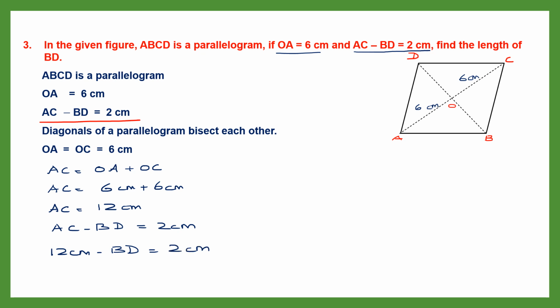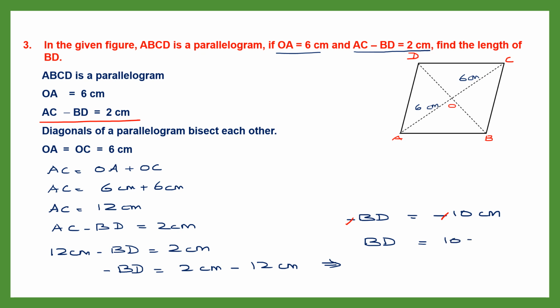So now we can find the value of BD. BD will be equal to 2 centimeters minus, now this one, when we transpose it to the other side, becomes minus 12 centimeters. So this will be minus BD. Let me write it here. Minus BD is equal to minus 10 centimeters. And we want the answer positive, so we can remove the minus signs from both sides. So BD is now equal to 10 centimeters. So this is our answer, 10 centimeters.